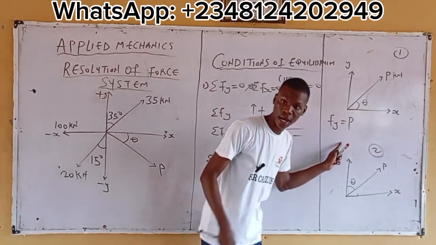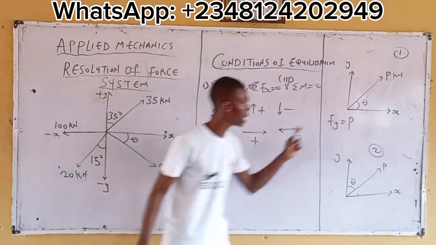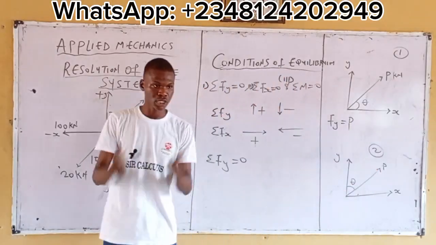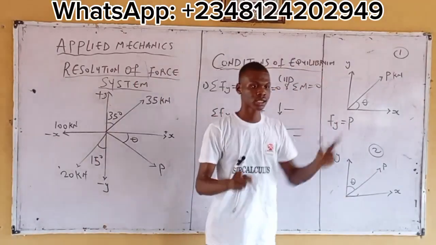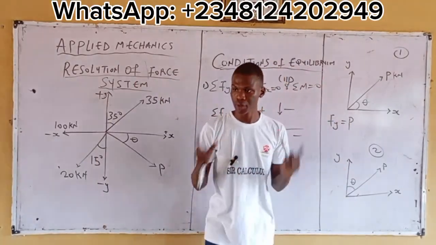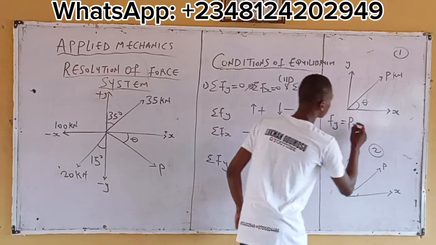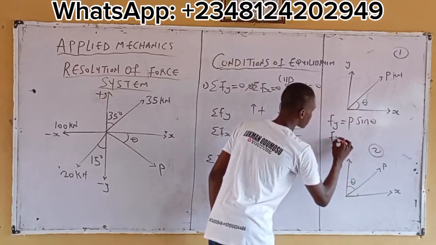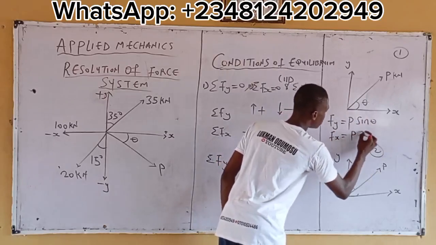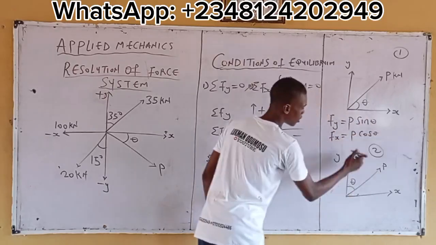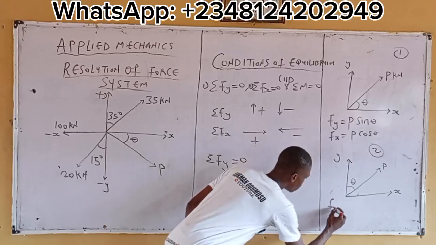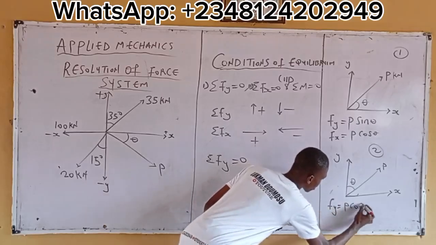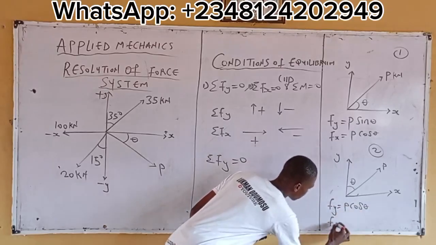Why is it P sine theta? Because the given angle is inclined to the what? Horizontal. Meaning wherever your angle is inclined to, we take cos. Then the other side takes sine. That's what we are saying. Now for this guy, I have what? P sine theta. F of x here becomes what? P cos theta. Now let's solve for this guy too. F of y here is what? P cos theta. Then F of x here is what?